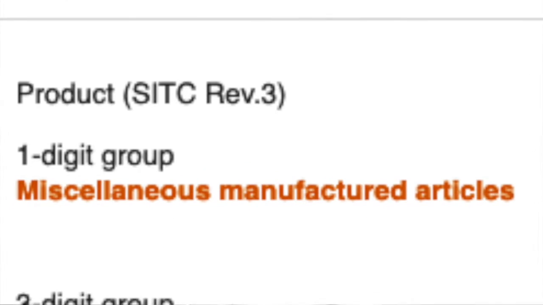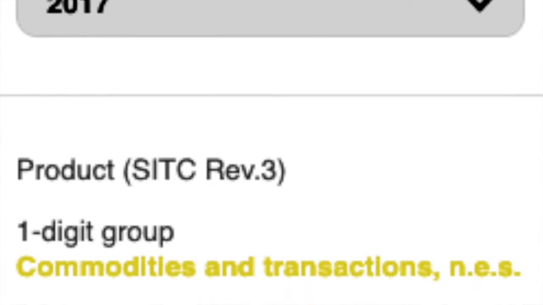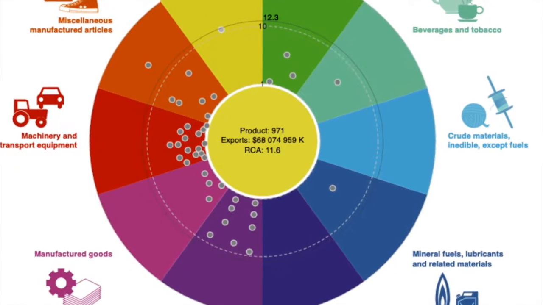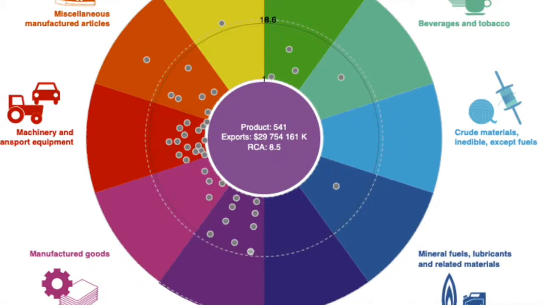Switzerland's highest RCA score as of 2017 is in miscellaneous manufactured articles, more specifically watches and clocks, which I'm sure you know of, with a value of 23.9. Switzerland is one of the biggest exporters of gold, thus being able to produce one of the world's most high-end watches. And in saying that, gold is the second highest RCA with a value of 11.6. Regarding chemical and related products, this industry has also proven to excel, with medicinal and pharmaceutical products placed at an RCA value of 8.5. This could perhaps be due to their emphasis on research and development in biotechnology.